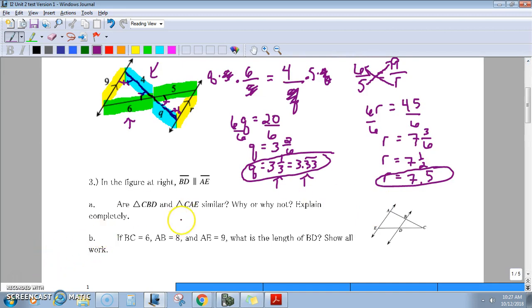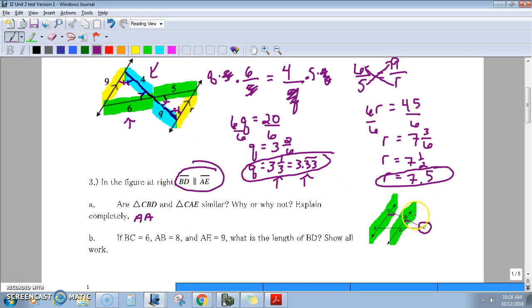In the figure at the right, BD is parallel to AE. So let's take a look at this. BD is parallel to AE, so that means we can use all of those angle pair relationships. They share this angle, and then these are the same, and the other side's the same, which means they're similar because of angle. But the only reason we can tell that is because we knew that these sides were parallel.